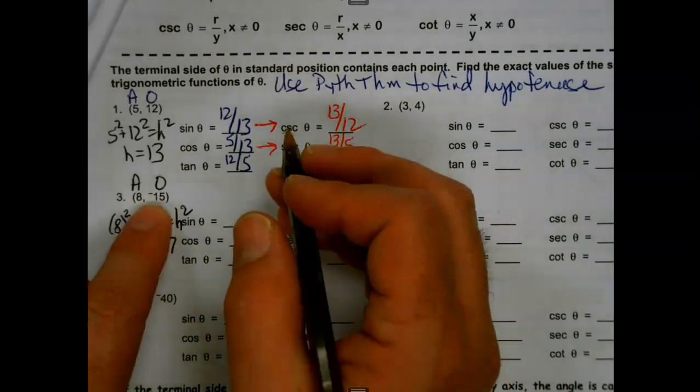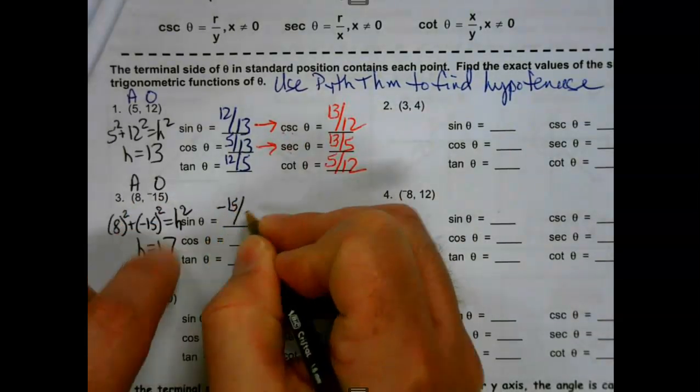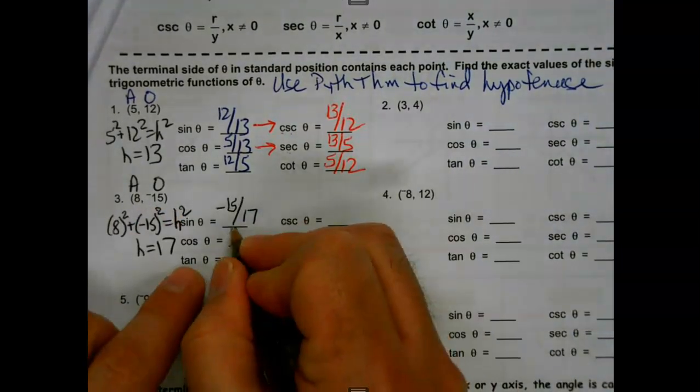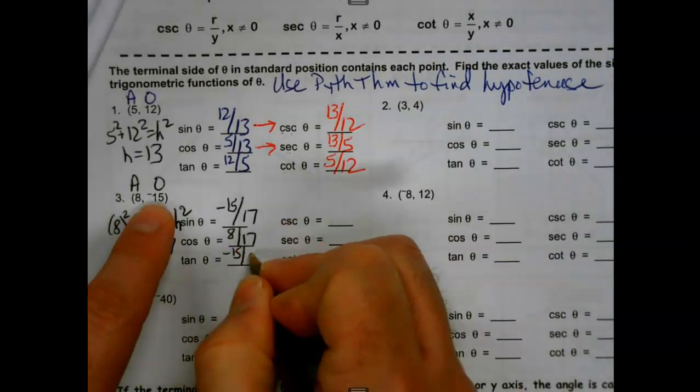And then again, same thing. Do I know my stuff? What about the negative? Yes, you keep the negative. You're going to see why that is here shortly. But if it has a negative in the coordinate point, you've got to keep it. Opposite over adjacent.